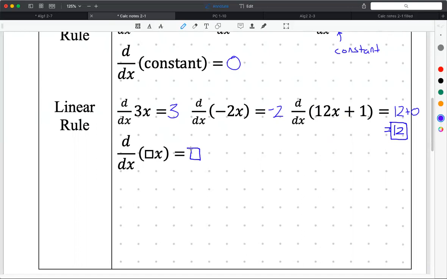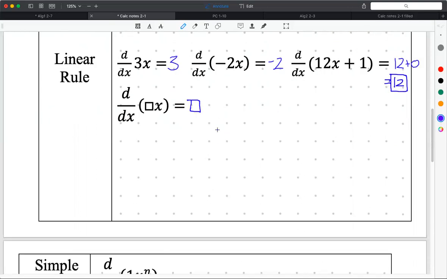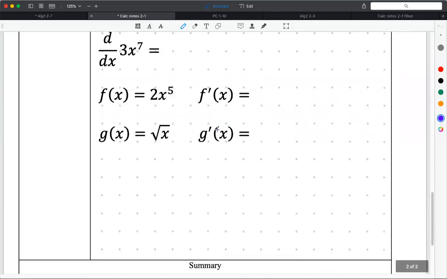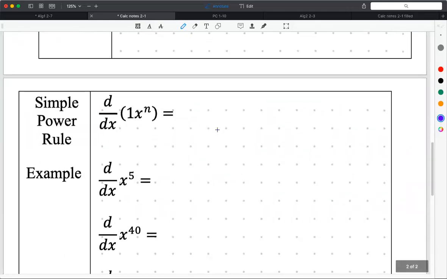Cool. And we're on to the back side, which is going to be pretty quick. Did I add the extra examples? I did. Good job, Mr. Sindel. I improved the notes from last year.